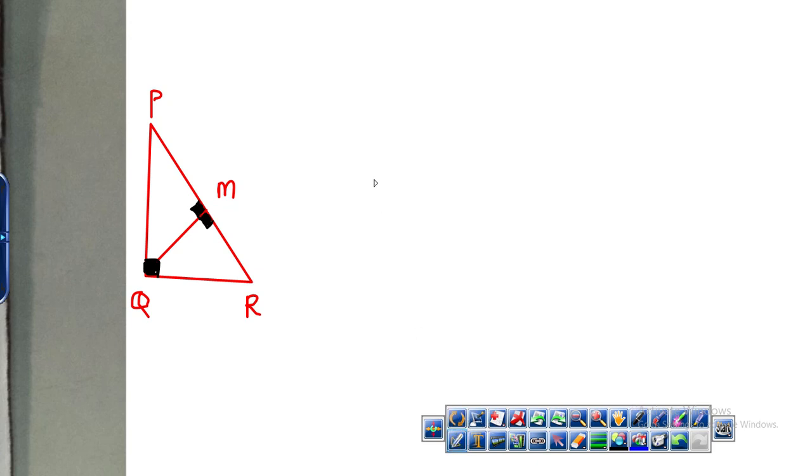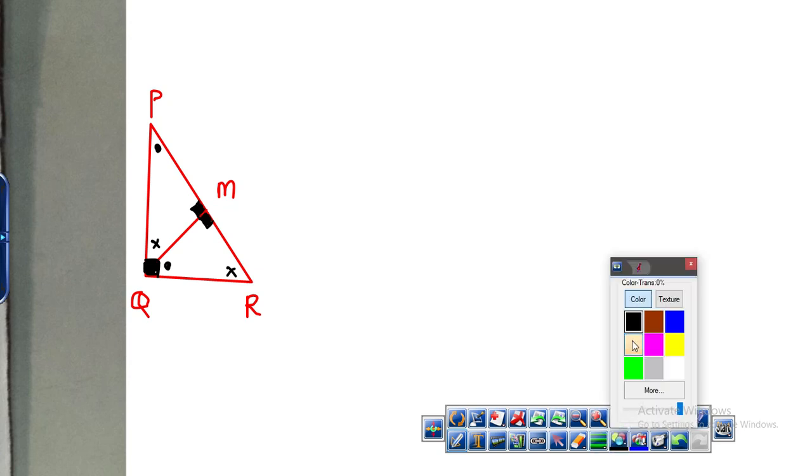Now there are 3 triangles inside this particular figure. If you see carefully, one more thing to remember: 90, 90, 90. If P is a dot, then a dot will come here, this small angle. If R is a cross, then a cross will come here, this small angle.